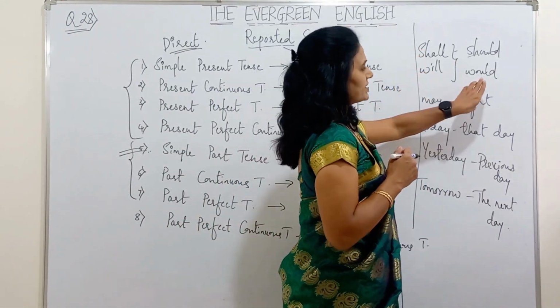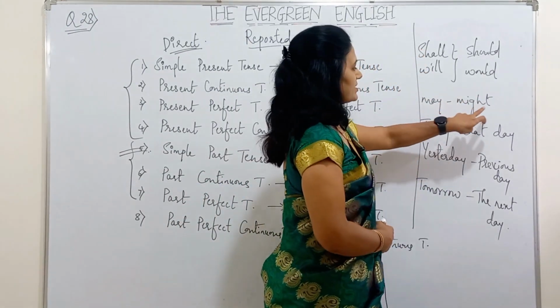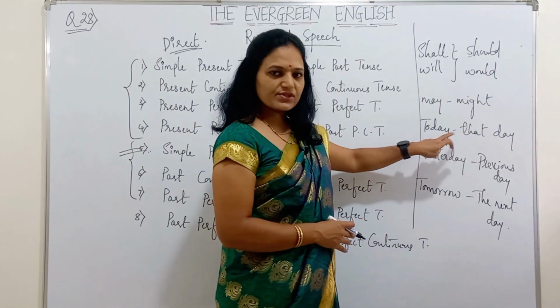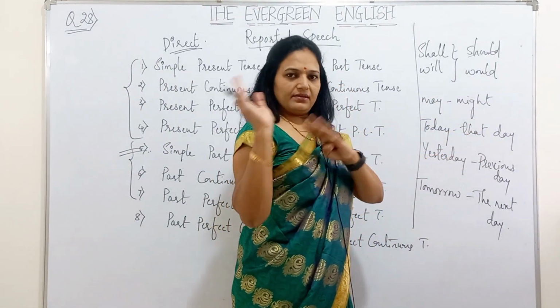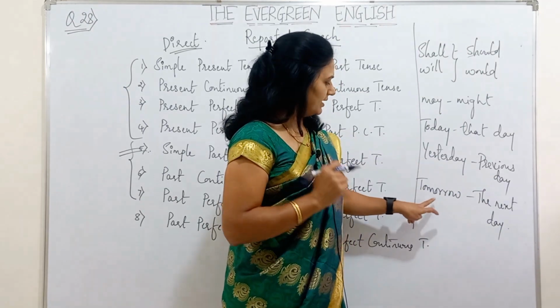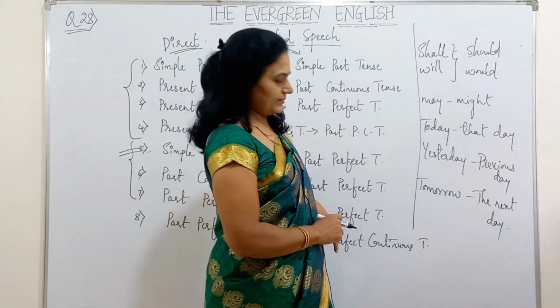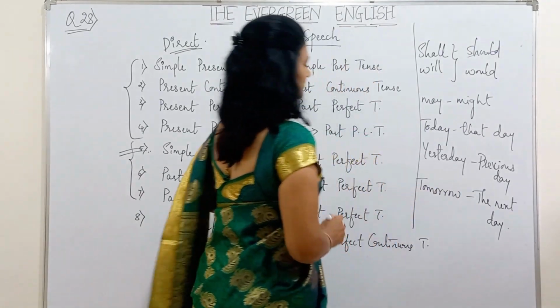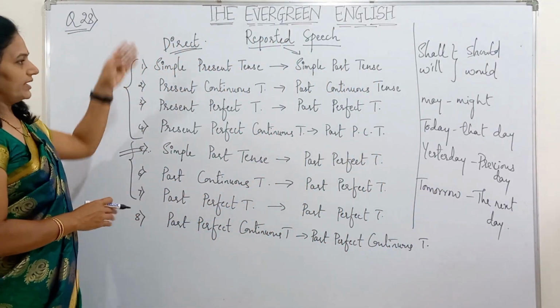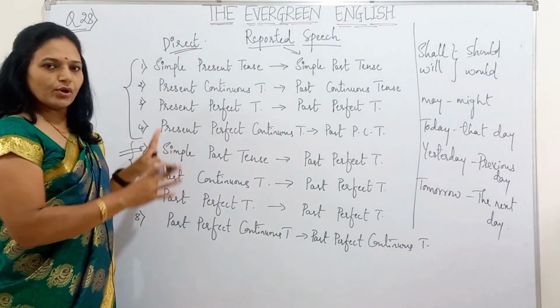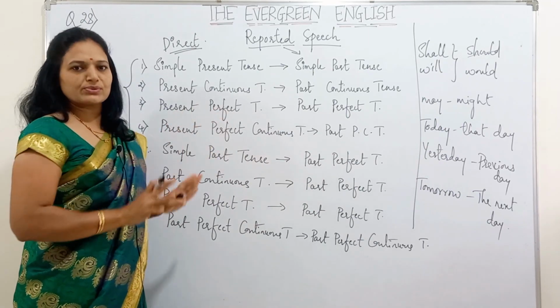Shall and will change to would. May changes to might. Today changes to that day. Yesterday, in the sense of the previous day. Tomorrow changes to the next day. Okay. So hope these are the rules. Hope you have got clear with all these rules.